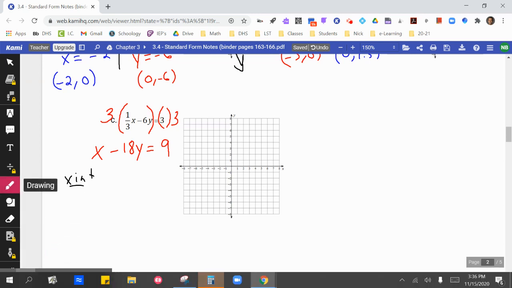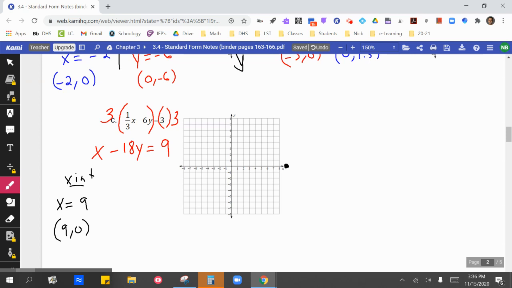So for my x-intercept, again, I'm going to plug in 0 for y, which is going to eliminate that negative 18y, because negative 18 times 0 is 0. So really, I get x is equal to 9. Well, that was easy enough. So then on my graph here, I'm going to find x is equal to 9. Oh, that's not on the graph here. So sometimes that's going to happen. Again, we're going to use our best estimate and put a point where 9 comma 0 would be on our graph.